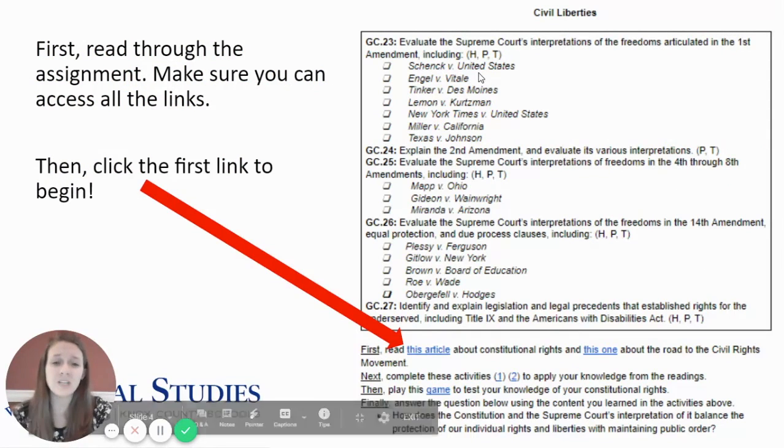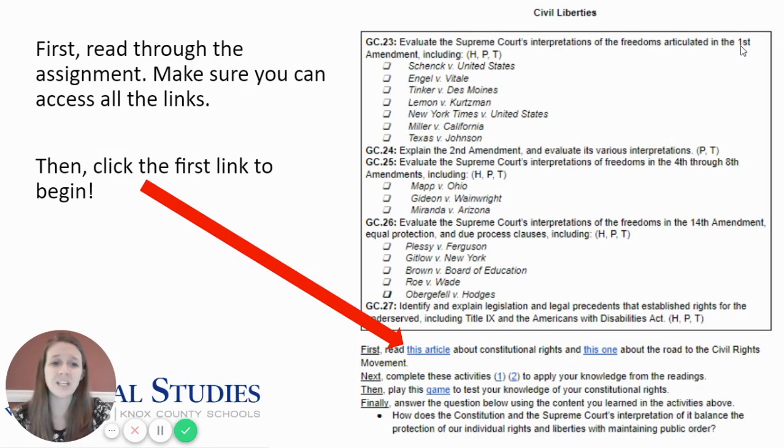In this box, you'll see all of the standards for the Civil Liberties module. We won't go through many of these cases today, but we will talk about each of the amendments mentioned in each of the standards. For GC 23, we'll be talking about the freedoms of the First Amendment. In GC 24, we'll talk about the Second Amendment and its various interpretations. In 25, we'll talk about the 4th through 8th Amendments. 26, we'll talk about the interpretations of the freedoms in the 14th Amendment. We will be discussing Plessy v. Ferguson and Brown v. Board of Education today. And then for GC 27, we'll identify and explain legislation and legal precedents that establish rights for the underserved.